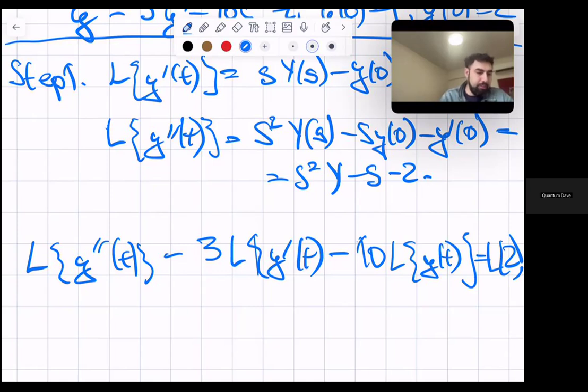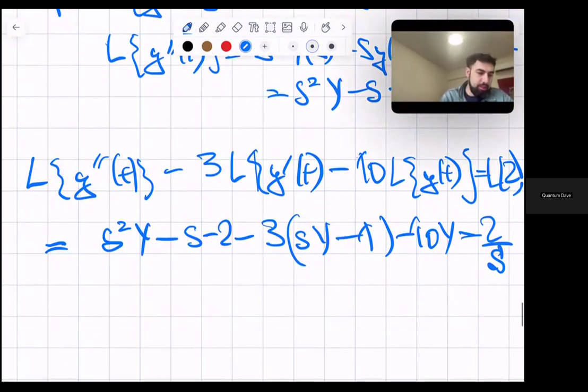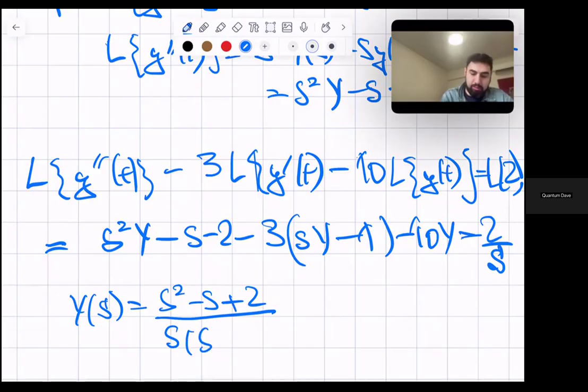Now, let's substitute the following values. Let's see what we get. So we get s squared Y minus s minus 2 minus 3 times sY minus 1 minus 10Y equals 2 divided by s. Now, the idea is to find what is Y(s), and it's very easy to show that it's given by the following expression.